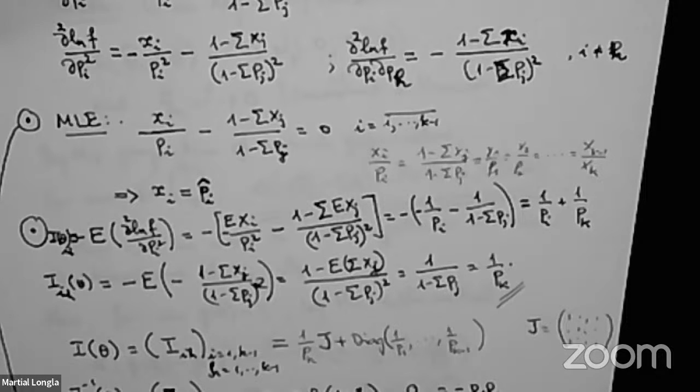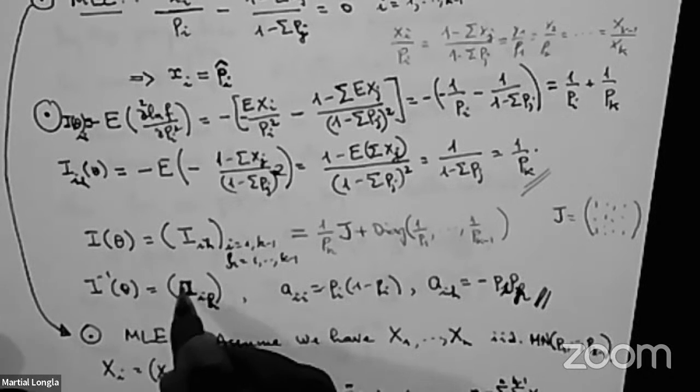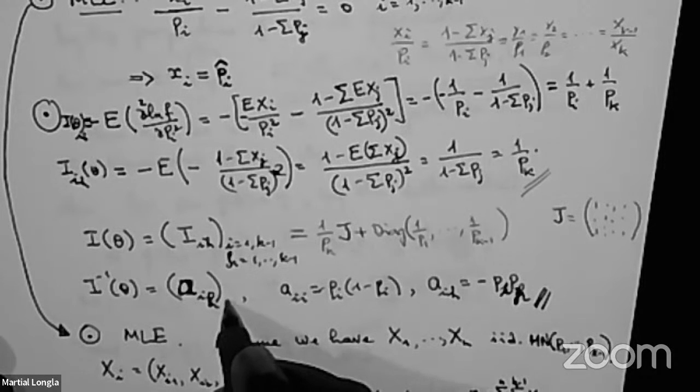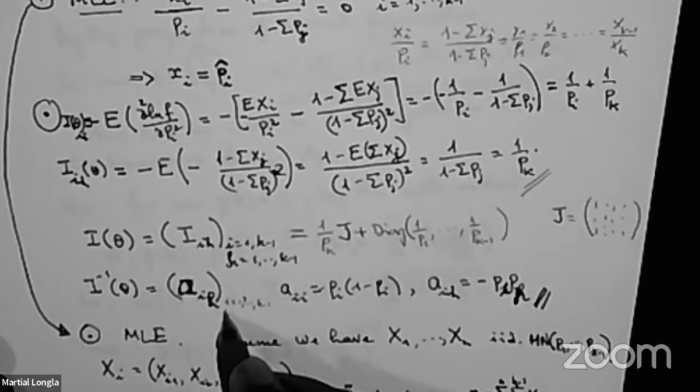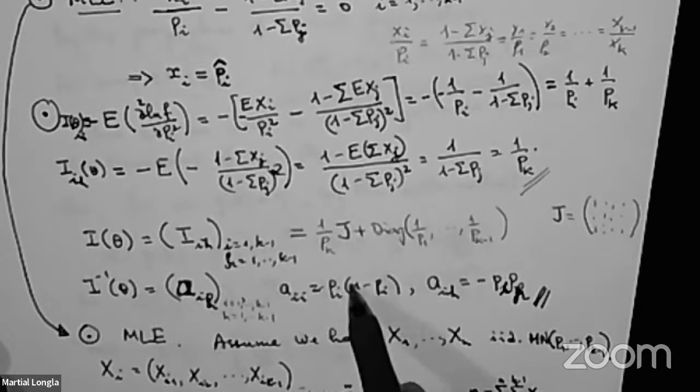All right, if you are down here, then the next part of that question is: what happens with the inverse of that matrix? Technically, the inverse of this matrix, which is necessary, is the A_ih matrix, i from 1 through k minus 1, and h from 1 through k minus 1, where A_ii is equal to Pi times 1 minus Pi.